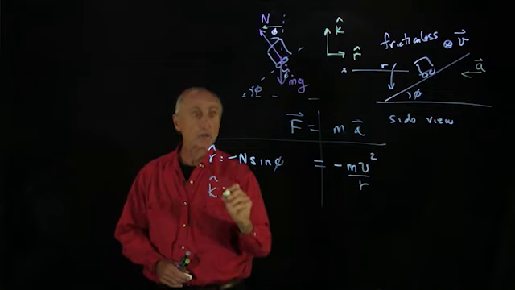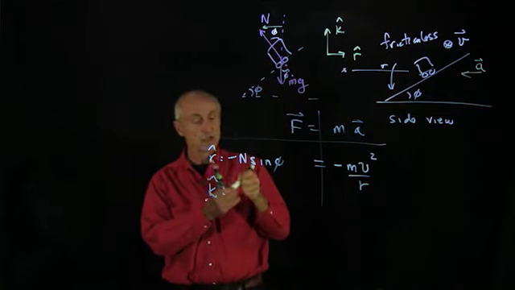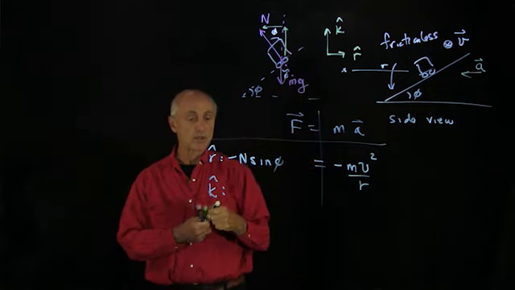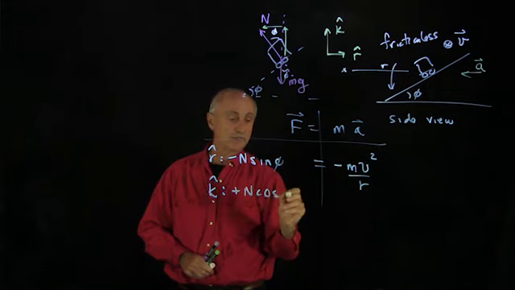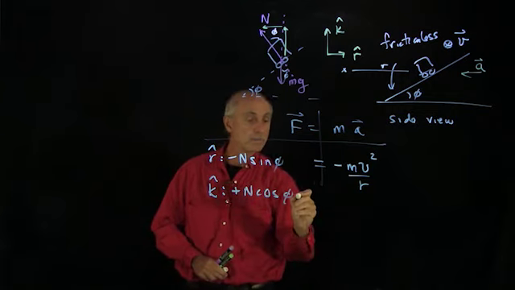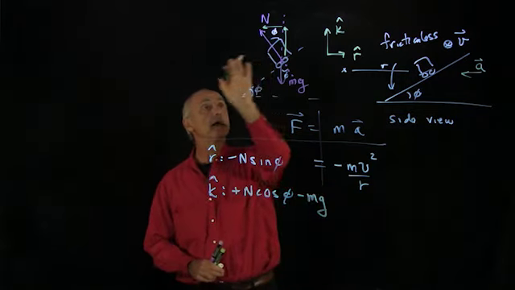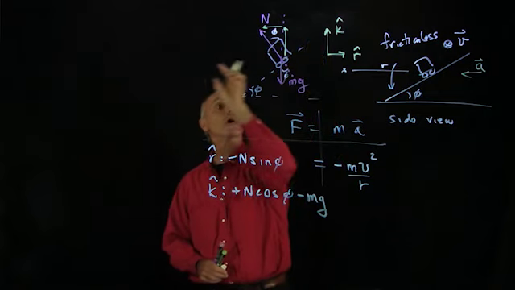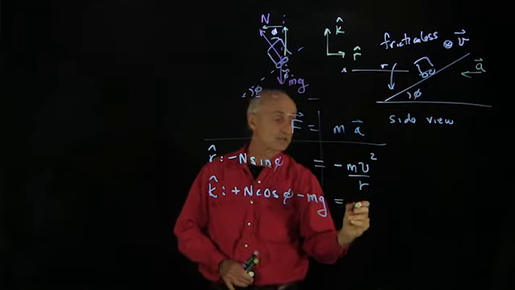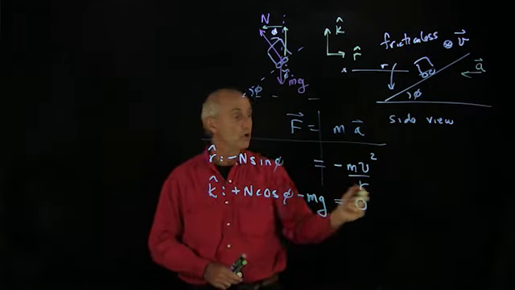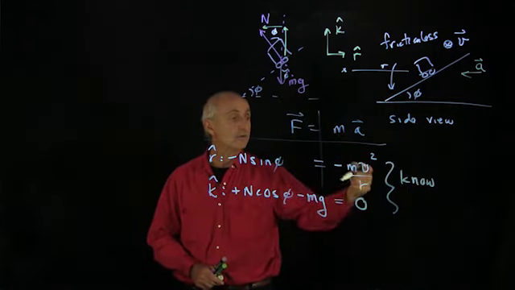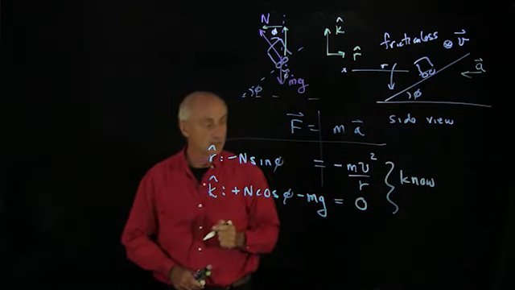Now for the k hat direction, we have a component of the normal force that's pointing up. I'll just draw that. That's adjacent to the angle. So we have plus N cosine phi, and we have the gravitational force downward, minus mg. And as far as the vertical direction goes, because the car is going in a circle, there's no acceleration up or down in the vertical direction. Again, that's a constraint in this problem. That's equal to 0. So in this problem, this is the side that we know, and we're trying to figure out the speed v.